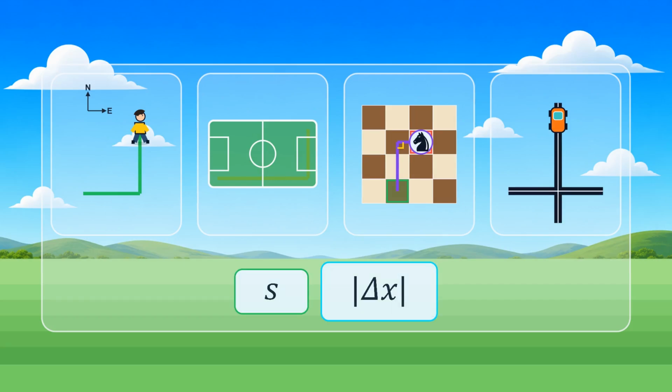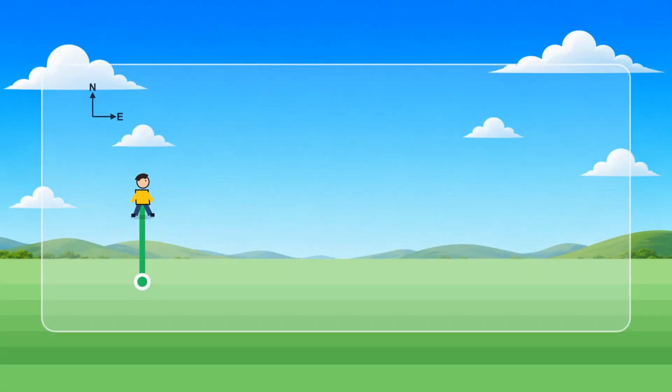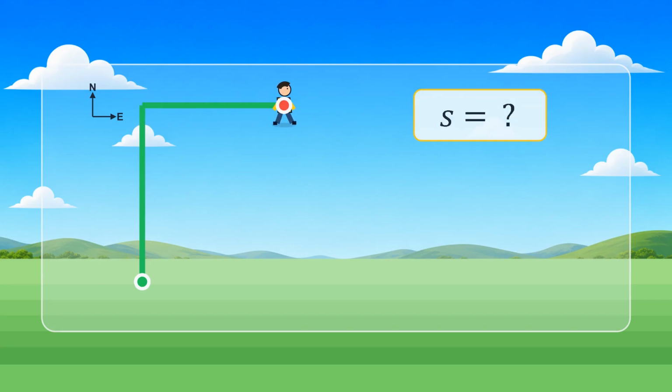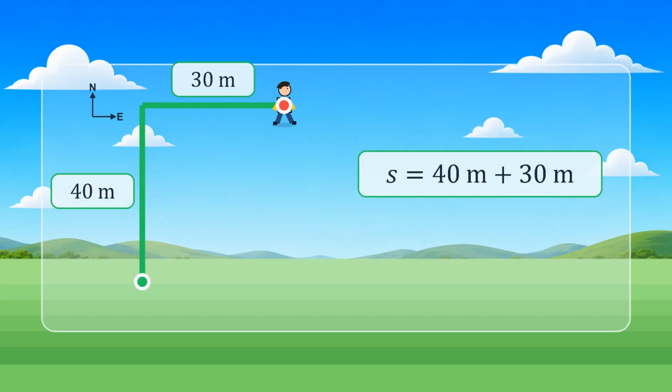Distance traveled and displacement must still be kept separate. Consider a person who walks 40 meters north, then 30 meters east. What is the distance traveled? For distance, follow the actual route. The person walks 40 meters, then another 30 meters. So the distance traveled is 40 meters plus 30 meters, which equals 70 meters.